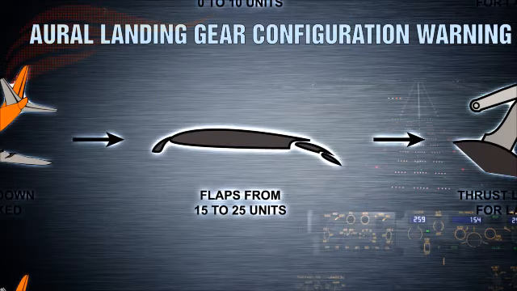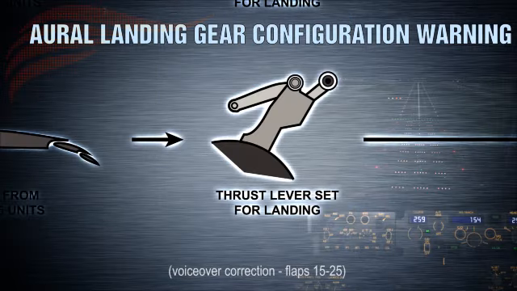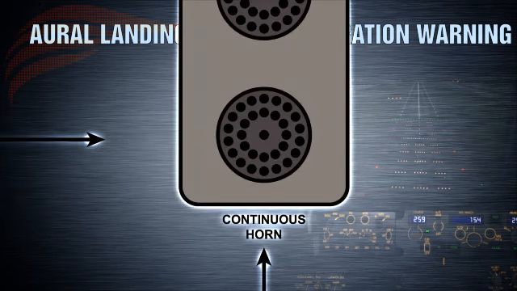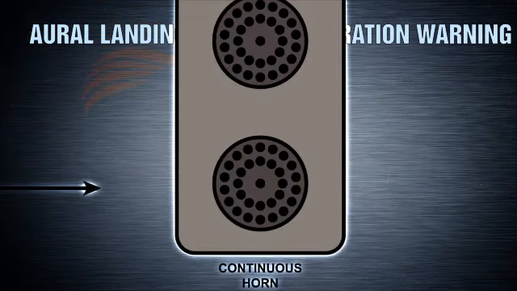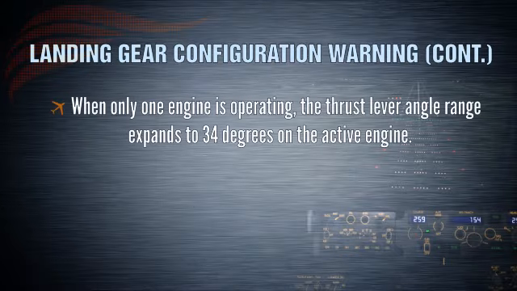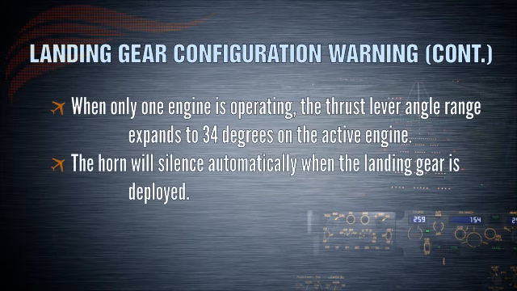With flaps set from 10 to 15 and thrust levers below approximately 20 degrees thrust lever angle, the horn will sound regardless of radio altitude and cannot be silenced. With flaps set beyond 25, the horn will sound regardless of thrust lever angle and radio altitude and cannot be silenced. With only one engine operating, the thrust lever angle range expands to below 34 degrees on the live thrust lever for the configuration horn. This compensates for the higher thrust settings needed on approach with an engine out. The horn will cut out automatically when the landing gear is deployed.